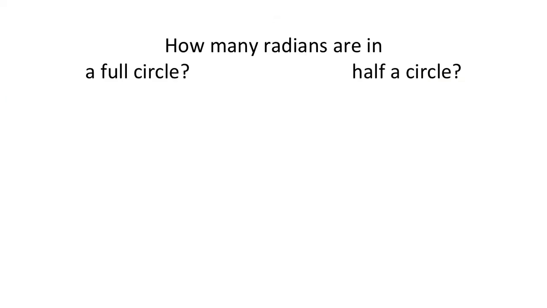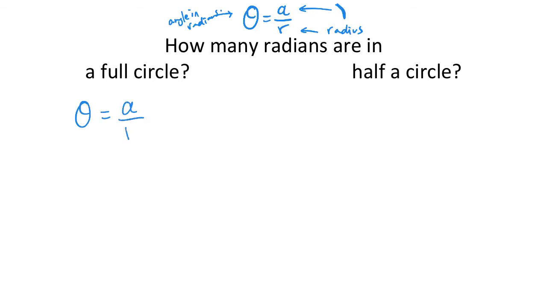Okay, so now we're going to formalize this a little bit. So we have, again, this guiding principle behind us, that theta equals a over r, where a is the arc length, that's that curved part on the outside of the circle, and r is the radius of that circle. This is what those are referring to. And then this is the angle in radians. Okay, so formally, how many radians are in a full circle? Well, we just heard that it's 2 pi, but we can break that down this way. So we know theta is a over r.